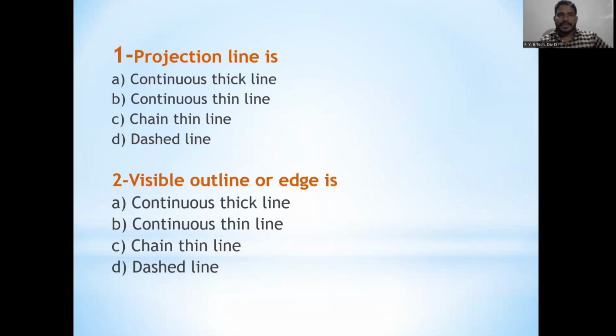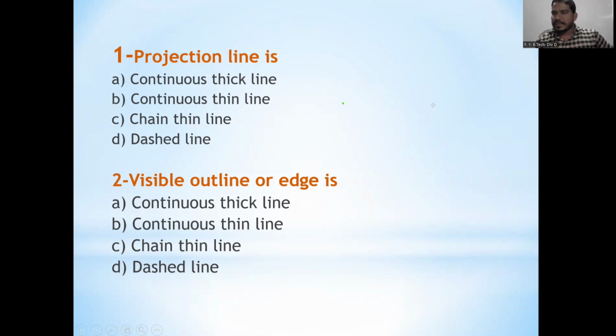The first one is the projection line. There are different options like continuous thick line, continuous thin line, chain thin line, and dashed line. First of all, we need to understand what is meant by the projection line. Then you will be able to tell how it will be the projection line.